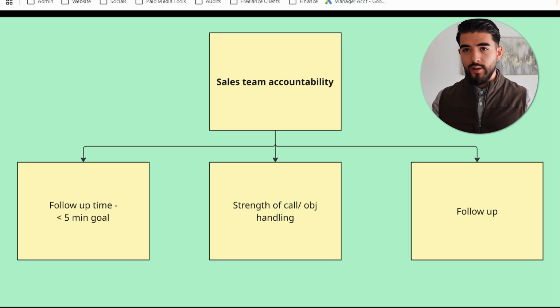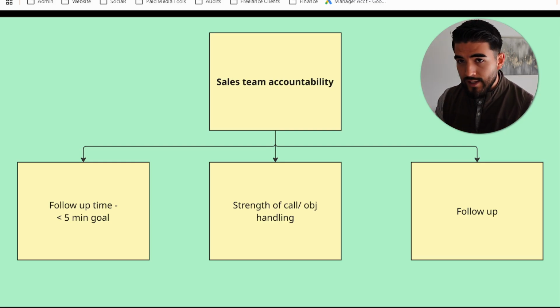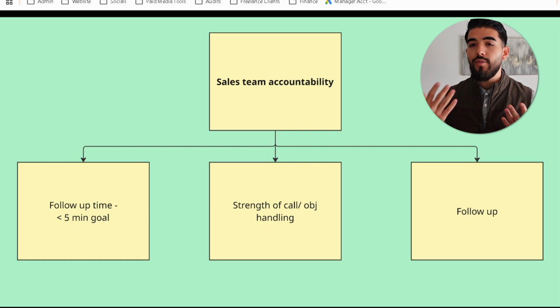And so there's 3 main things. There's a lot of things that can be happening, but there's 3 main things I see time and time again around sales teams and lead generation businesses not getting the sales they want, and essentially them thinking that it's the ad's fault when it's actually not. And so the first thing is the follow-up time.